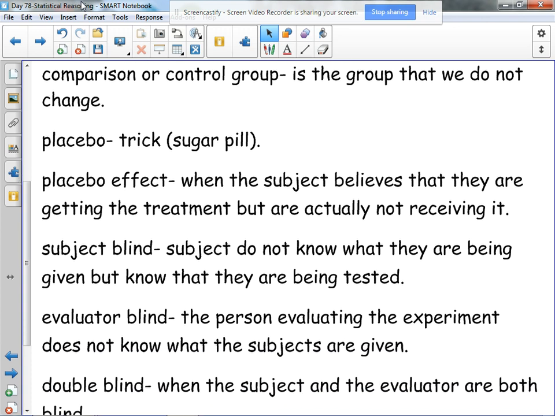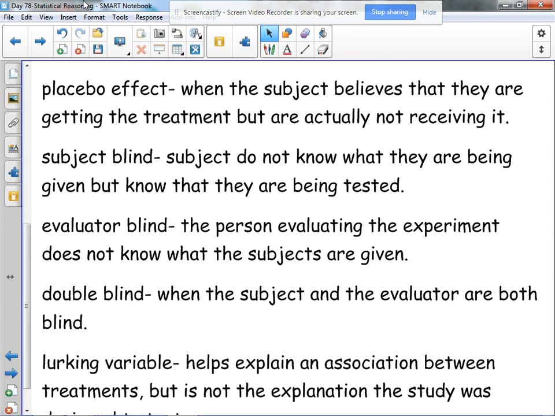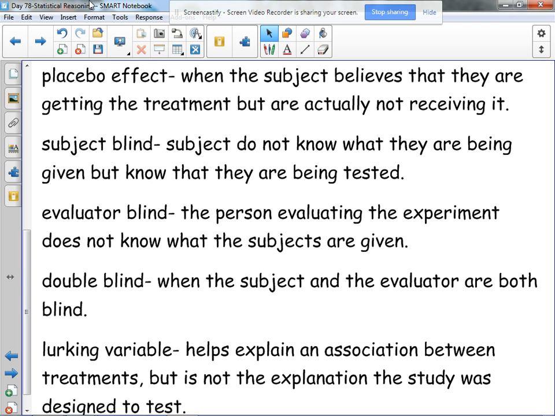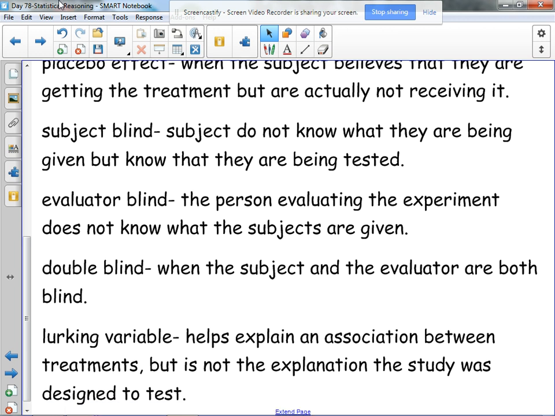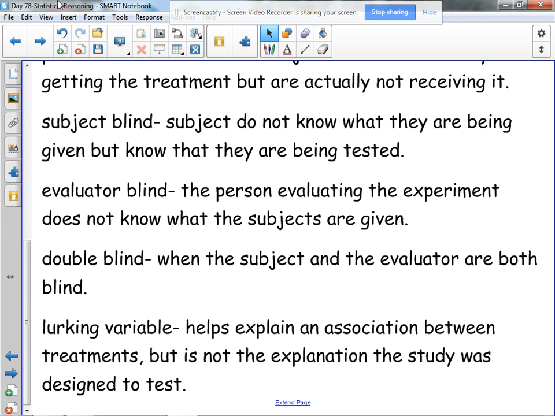And then we can have blindness in our experiments. Subject blind, that's when the subject doesn't know what they're being given or not being given. Evaluator blind means that the person that's trying to measure the results doesn't know. And then double blind is when both of them don't know what's going on. And then a lurking variable, we're going to talk about that quite a bit. Sometimes it explains what's going on, but it's not what your study was trying to test. Okay, so we'll look at some examples.